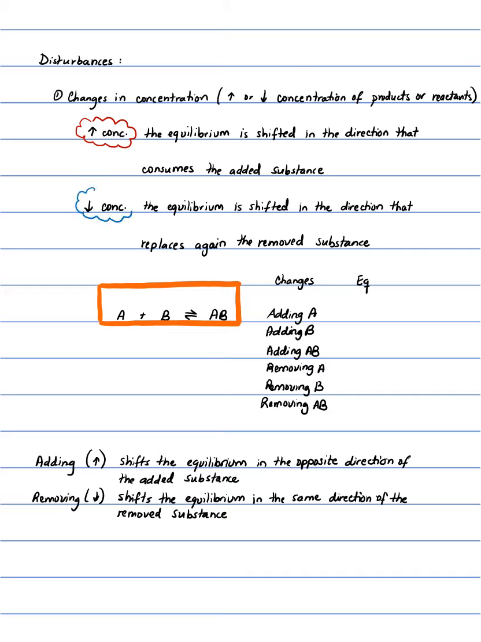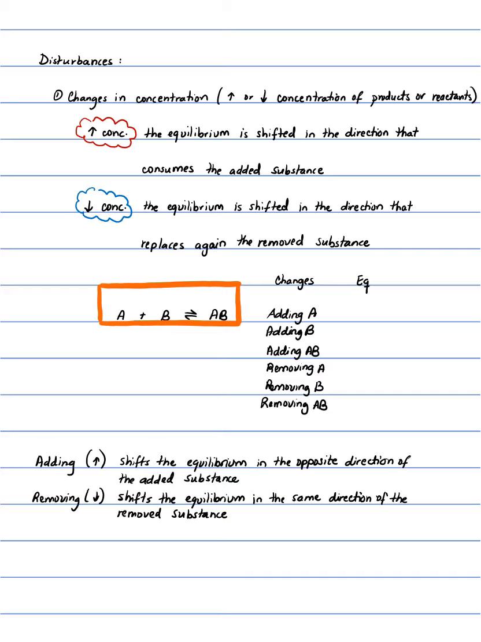Decreasing concentration now. If you're decreasing the concentration of a reactant, now your equilibrium system, your reaction, is going to find a way of making up more of that reactant that we're taking out. If you're decreasing the concentration of a product, your reaction is going to find a way of making up more of that product that we're taking out.